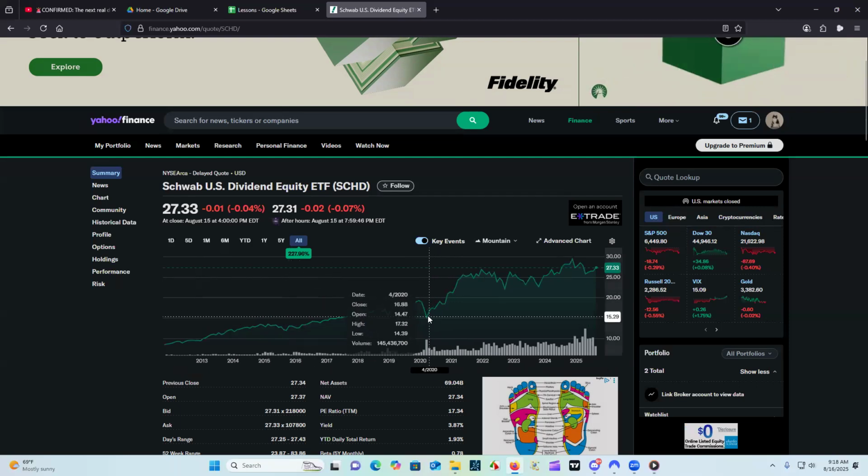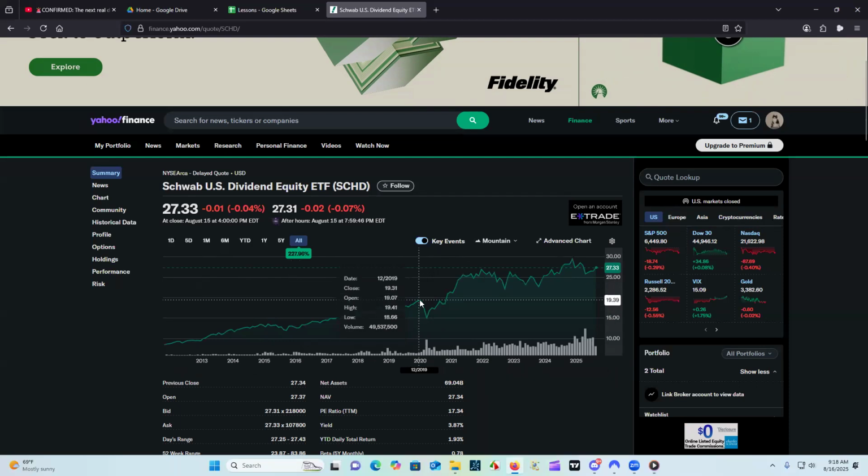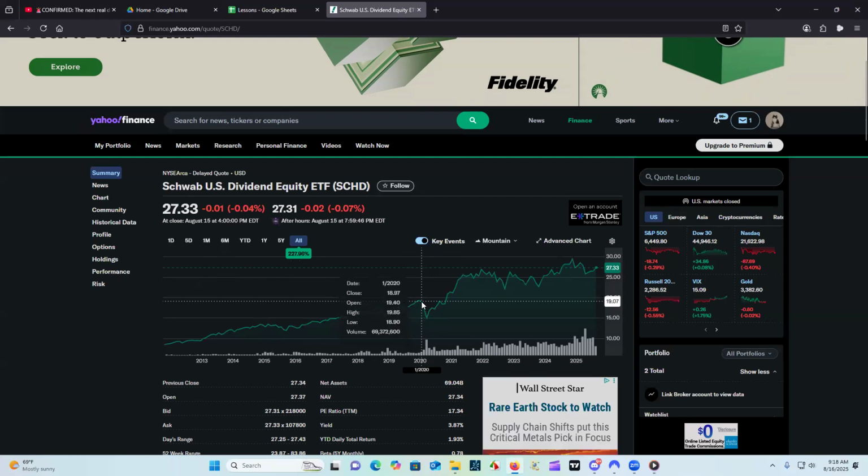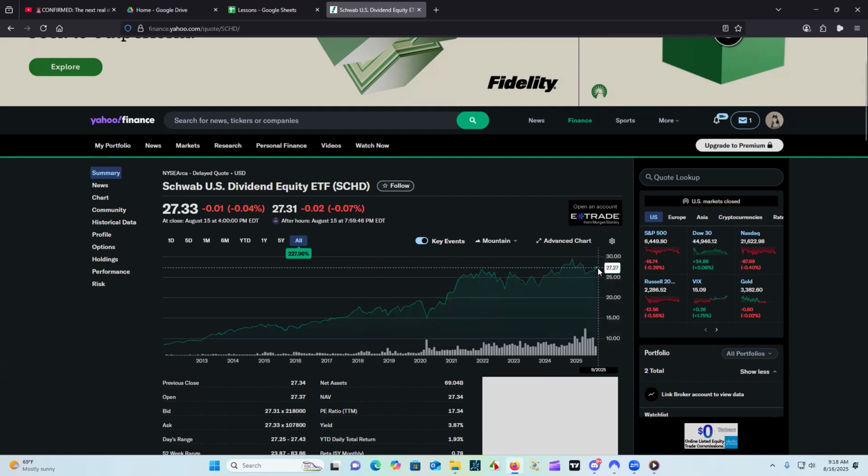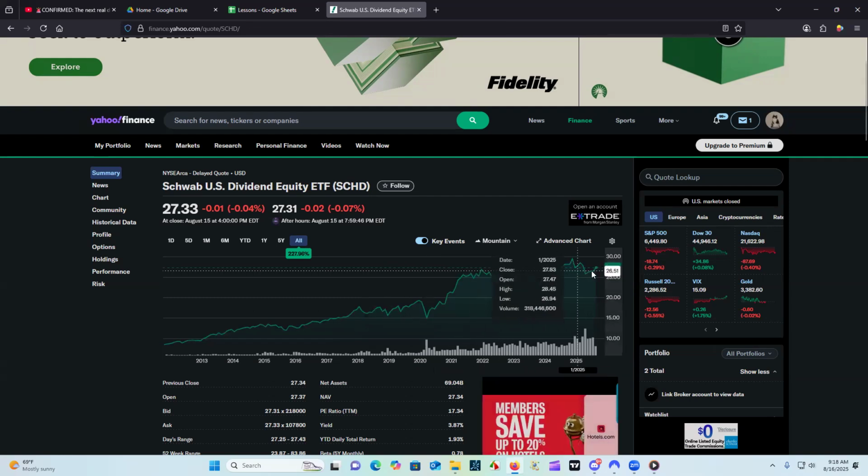But as you can see, in 2020, when we had the COVID virus, the stock market crashed, as they call it. The stock market went down a lot, and SCHD went down a lot too, like the market did. But then it recovered and went back up, and then went kind of sideways. Now it's going up a little bit. It's now at $27, going kind of sideways right now. But this is a good ETF.